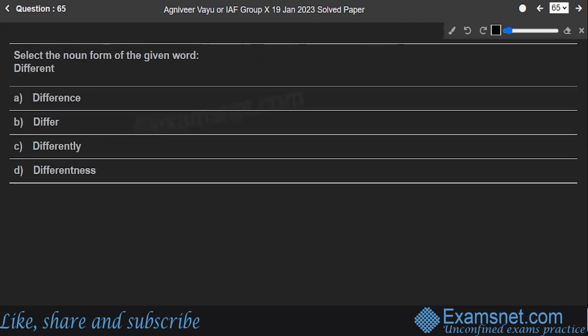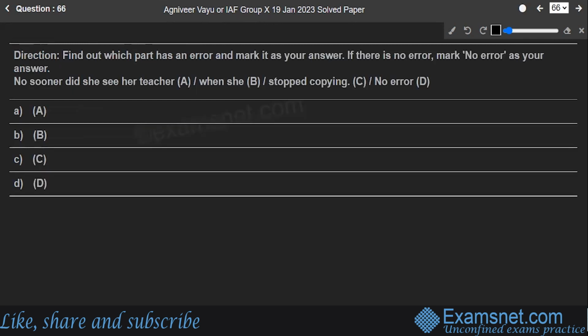Next is question number 65. You have to select the noun from the given word, different. Okay, for the word different, what is the noun form? It is, of course, difference. The correct answer to the question is difference. The word different is an adjective, that means not same as another. And difference is a noun, which means the way in which 2 or more things you are comparing are not same. So this is a noun. That's it. Differ, differently, differentness, they are not the correct answers. Option A is the correct answer. Hope you got that.